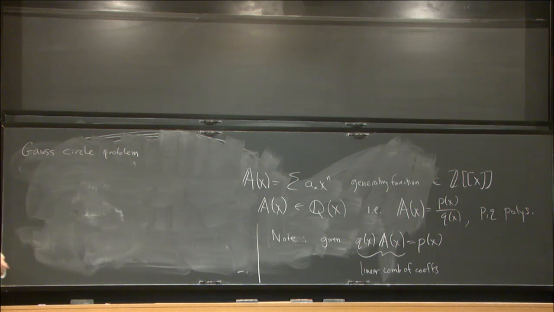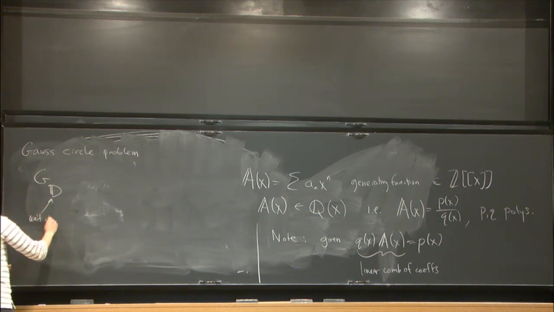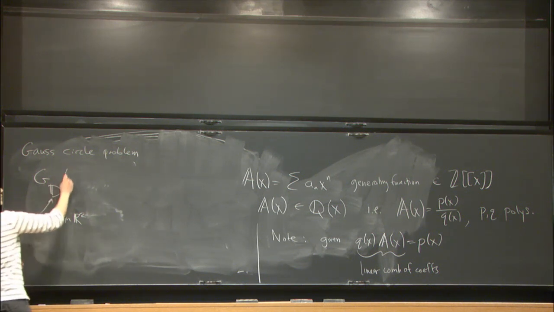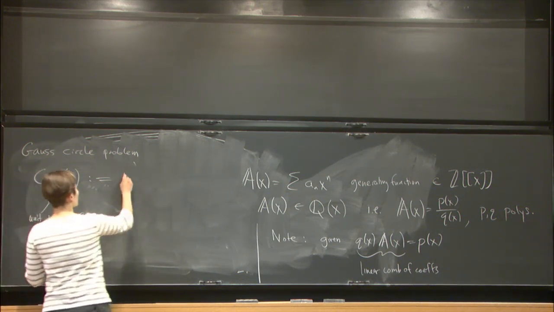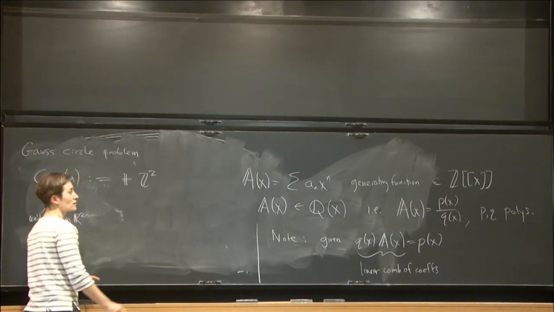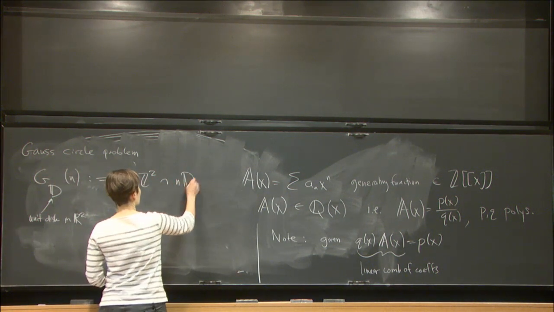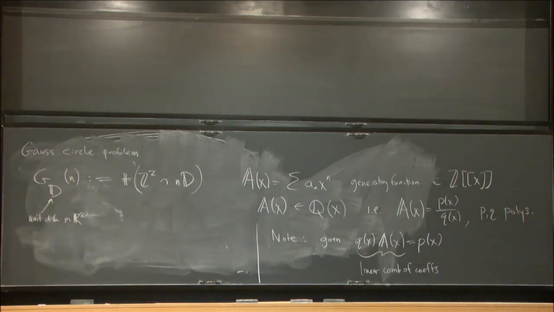So it's a counting problem, just like these other counting problems we've been doing, in that you count. And it's defined as follows. So I'm going to say G for Gauss, sub D, D for disk. This is the unit disk in R2. Of n equals, by definition, the number of lattice points in the n times dilate of the disk. OK, all I'm doing is counting points in the disk.